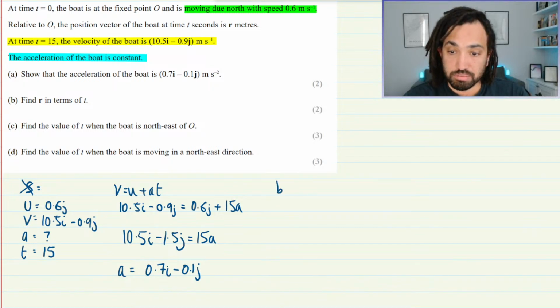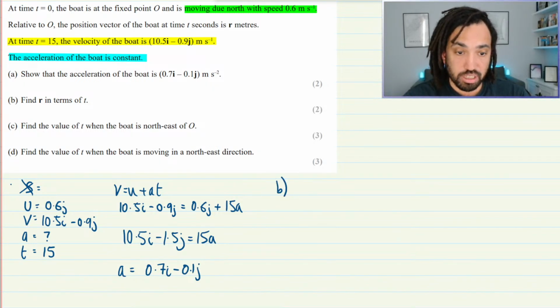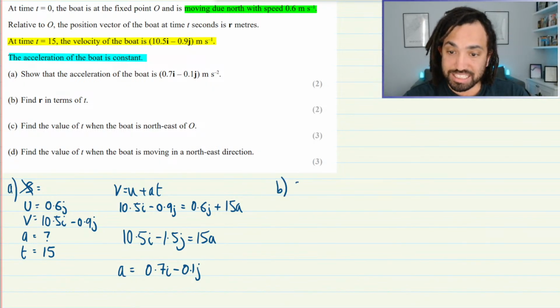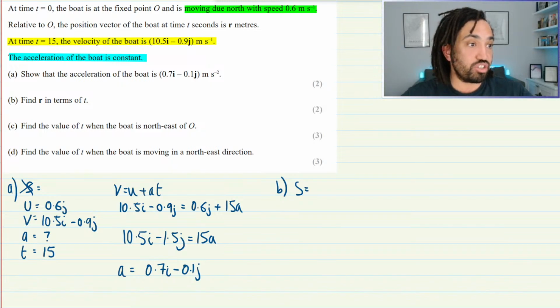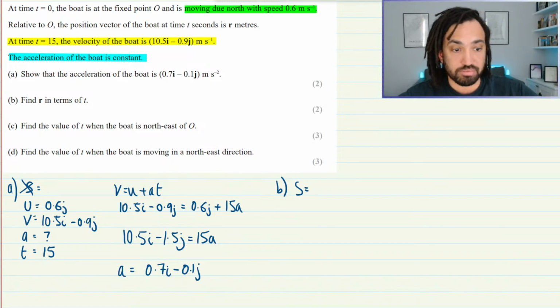Find R. R is position, which is the same as displacement. It's the distance travelled away from the origin.